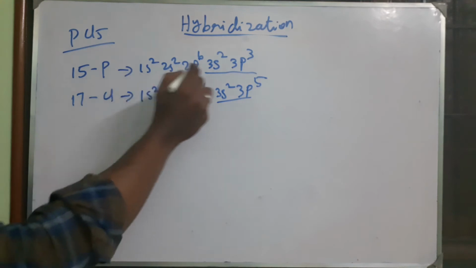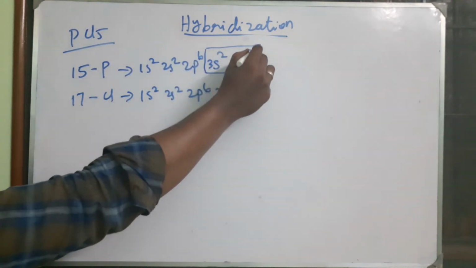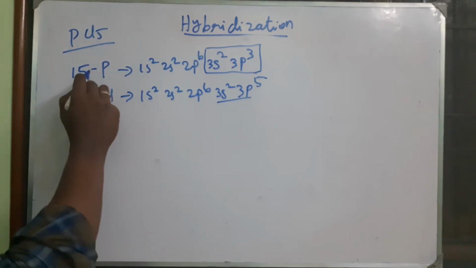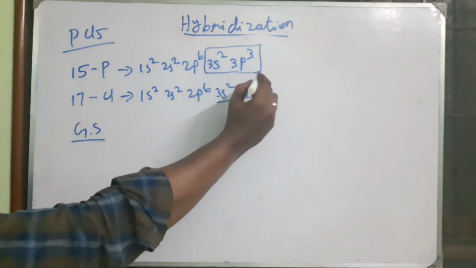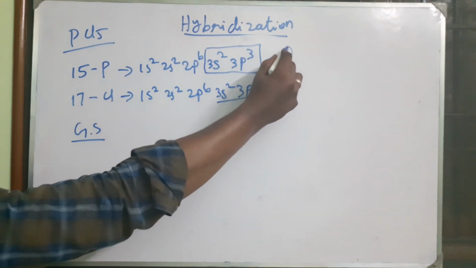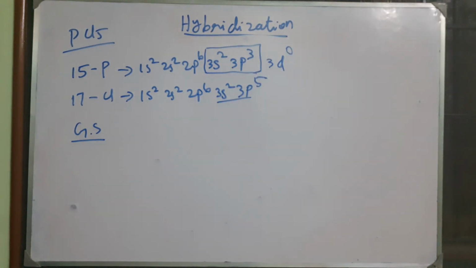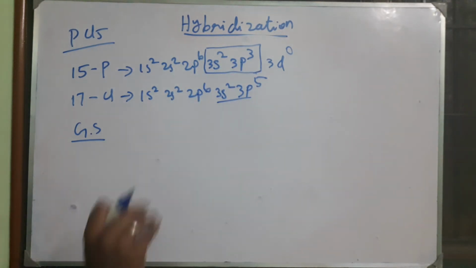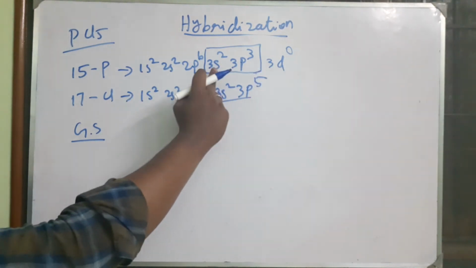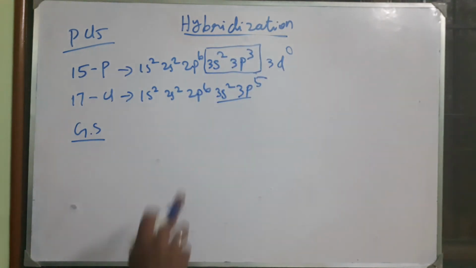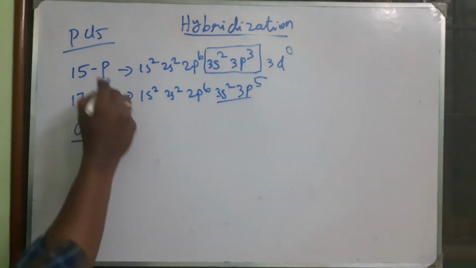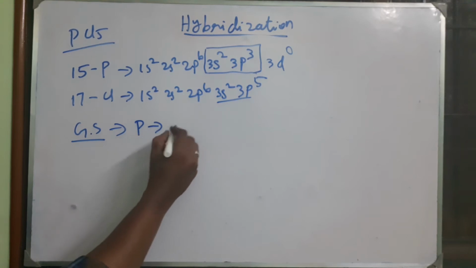Here, for the phosphorus outermost shell, we can take the ground state electronic configuration. The outermost shell has 5 electrons, and 3d0 is also there, which is the empty orbitals present in the third shell. The third shell has 3 types of orbitals: s, p and d. These 3 represent the third shell. So this is the ground state electronic configuration of phosphorus.